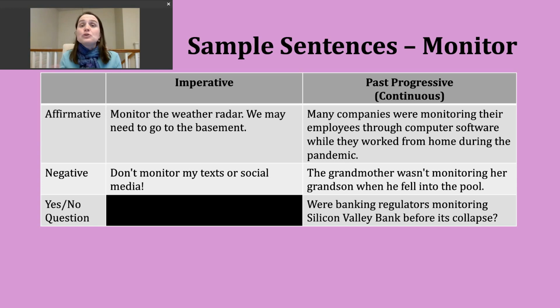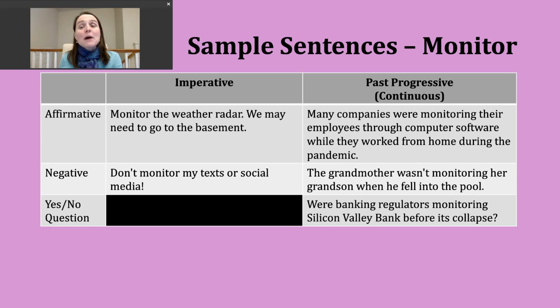You can start with do not or the contraction don't, and then the base verb. Here's another example. Don't monitor my texts or social media. Right? You can imagine a teenager saying this to his or her parents, right? Don't watch what I'm doing, right? Don't observe closely, right? They don't want that kind of attention.